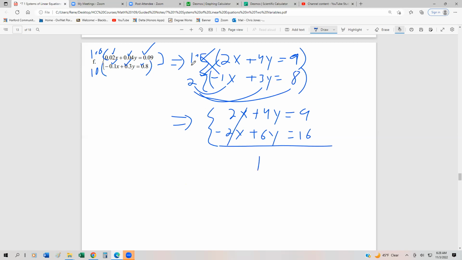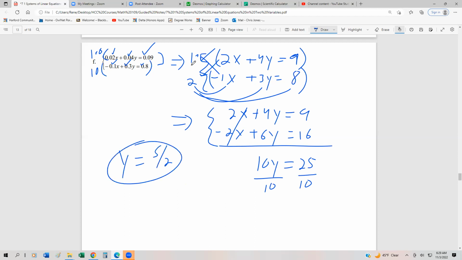Those cancel out. We get that 10y equals 25. We divide by 10, and we get that y is equal to either 2.5 or we could just say 5 over 2, because they both contain a factor of 5.